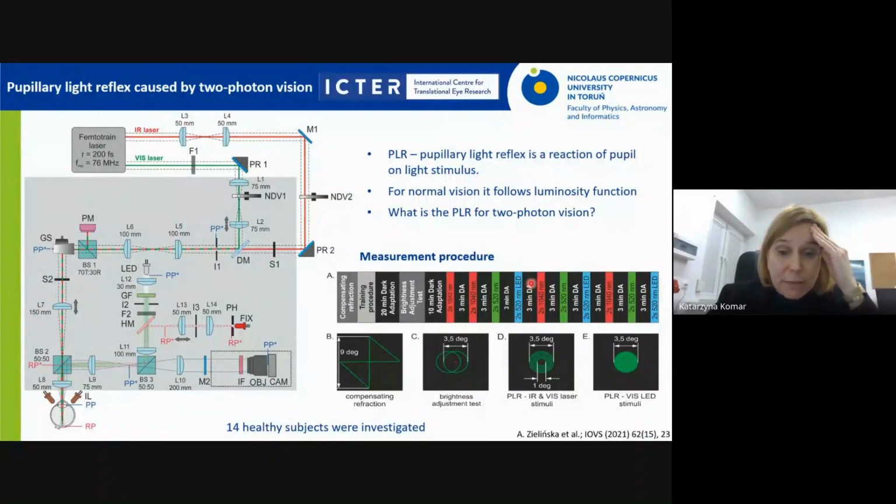stimuli. So we made these experiments using two kinds of laser stimuli, which were projecting the spiral on the central fovea, and one was 1040 nanometer, and the second was 520 nanometer beam. And also for comparison, we used LED stimuli of the same wavelength as the visible laser, which would be projecting fully, not the spiral, but the circle.